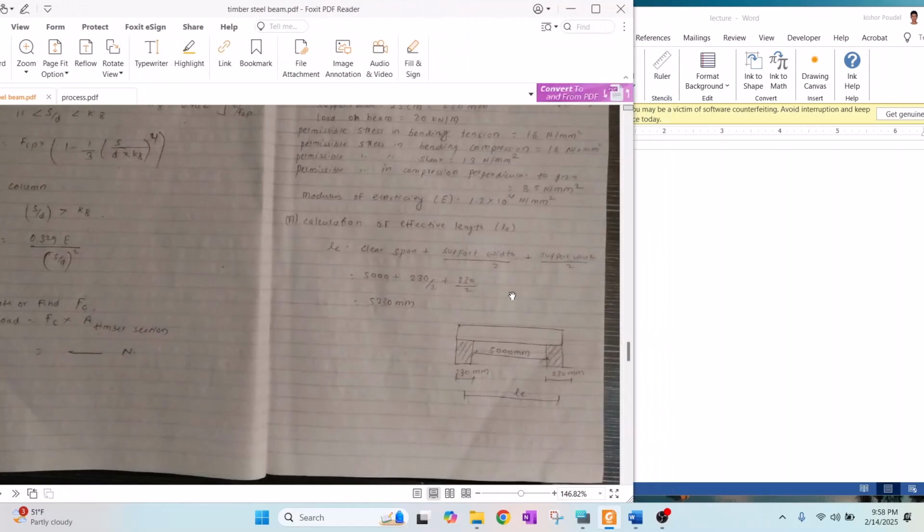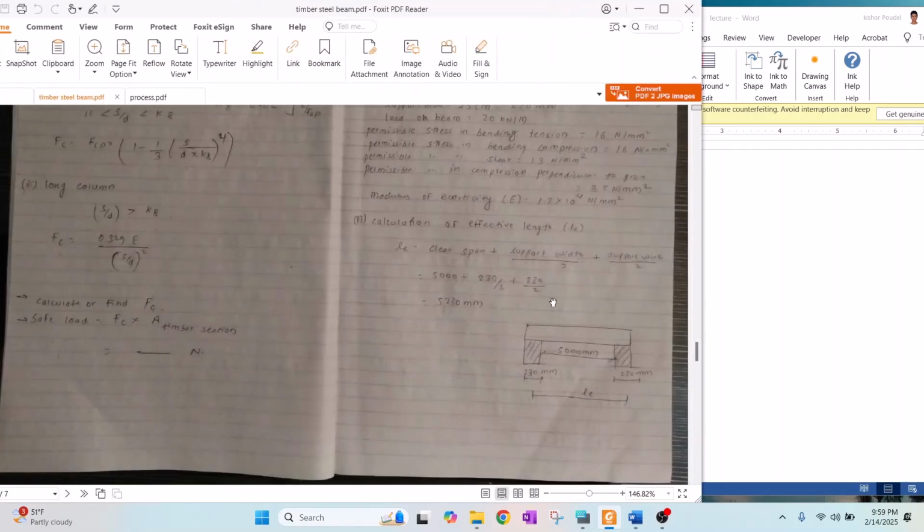You can calculate the effective length in this way. This is in the case of simply supported system. But if the system is fixed or other system, then there is some other way to calculate the value of effective length. But for now, as the system is simply supported, you can calculate the value of effective length by using this equation or this formula.